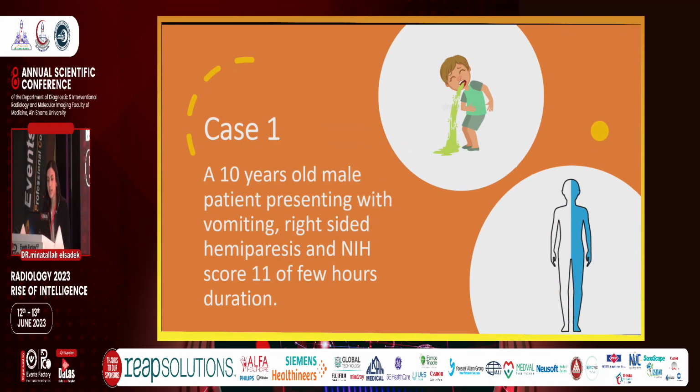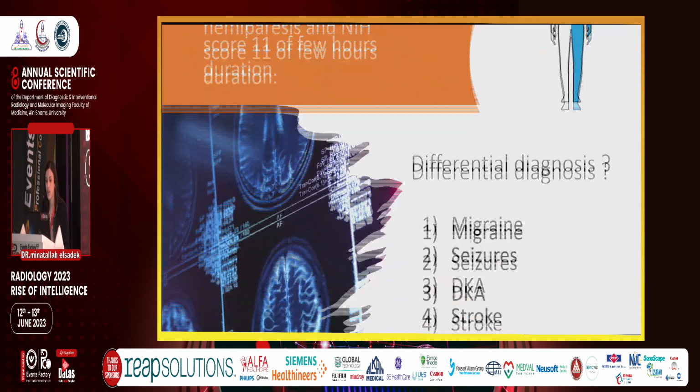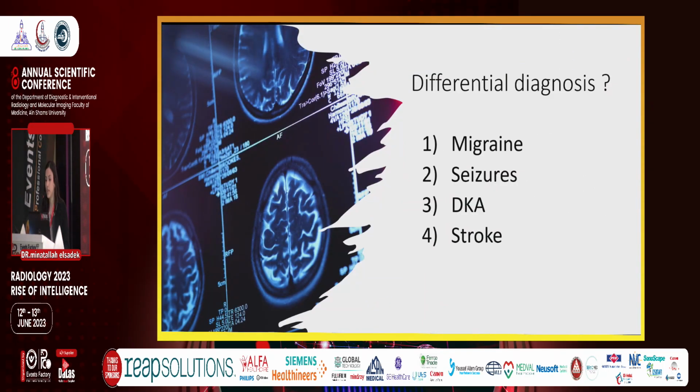Starting off with our first case, we have a 10-year-old boy presenting with vomiting and right-sided hemiparesis of few hours duration. His NIH score was 11. The first thing that comes to our mind are these four differential diagnoses, which are migraine, seizures, DKA, or stroke.